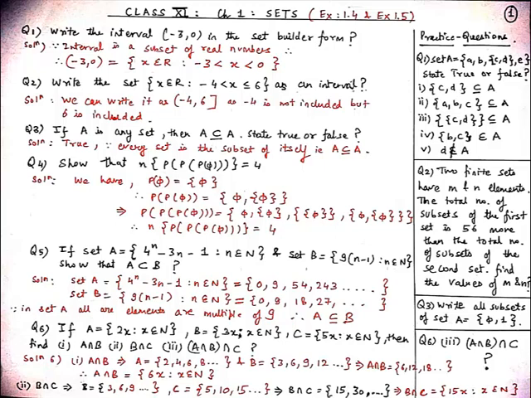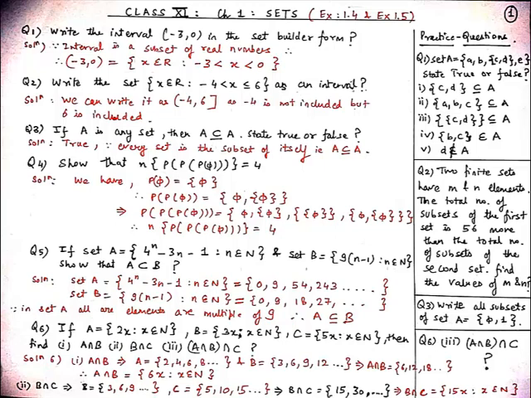Now again we will find the power set of P of phi, which is {phi, {phi}}, and then again we have to find the power set of P of P of phi. So here we can write all the subsets of P of P of phi, which are phi, {phi}, {{phi}}, and {phi, {phi}}. So the total number of elements in this is 4.